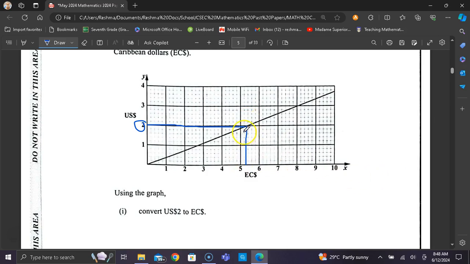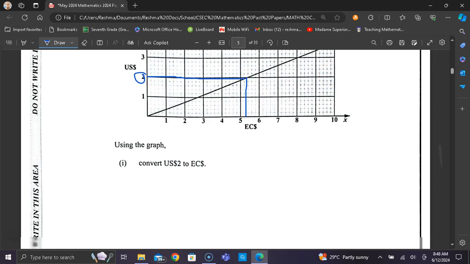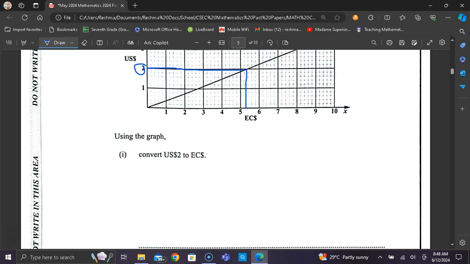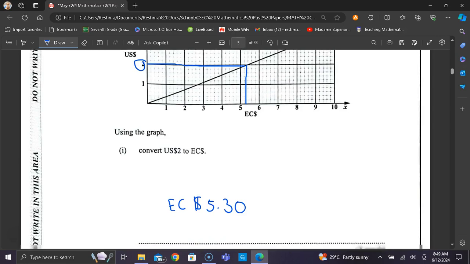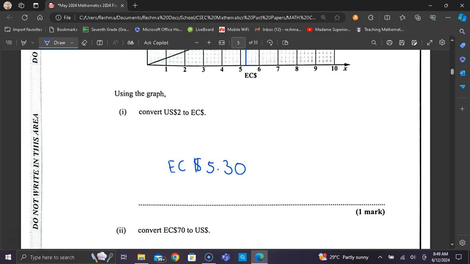So since there are 1, 2, 3, 4 lines between 5 and 6, each one will be 0.2. So that's 5.2, 5.4, 5.6, 5.8. So this seems to be 5.3. Right? So therefore, US $2 is equivalent to EC $5.30. Okay, so that's just 1 mark to read off from the graph.